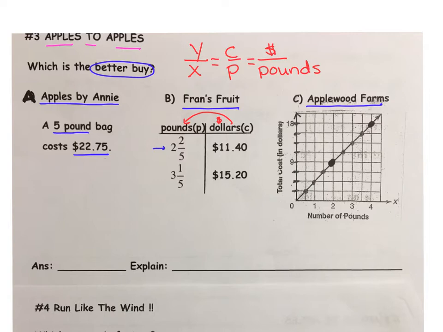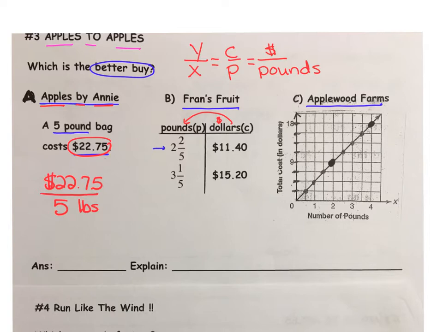Let's take a look at apples by Annie first. Now, we know when we set up our ratio, we have to put dollars on top and pounds on the bottom. So the $22.75 goes on top, and we're going to divide by the 5 pounds of apples. Take a moment, grab your calculator, and divide.